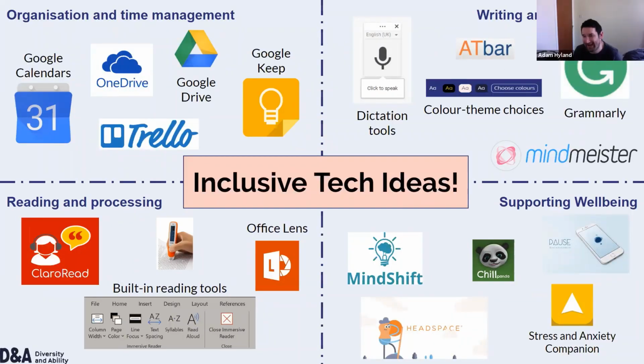Here on the screen, we can see a huge array of different inclusive technology that can be used to support neurodiversity and mental health. And there are many, many huge game-changing tools available in the workplace and at home for people to use. If anyone wants to find out more, then please do get in touch.